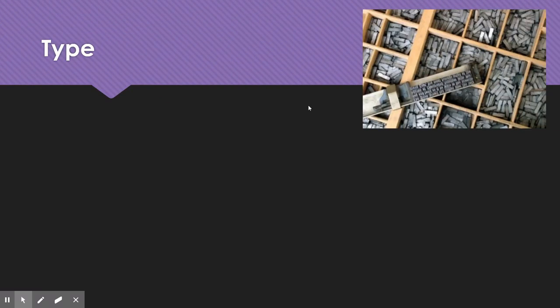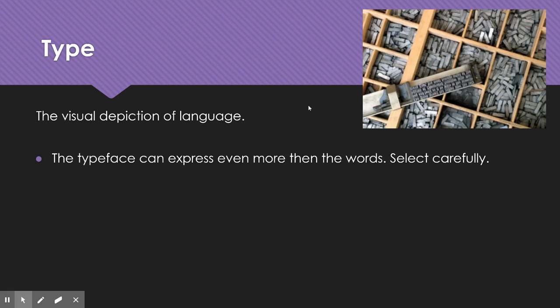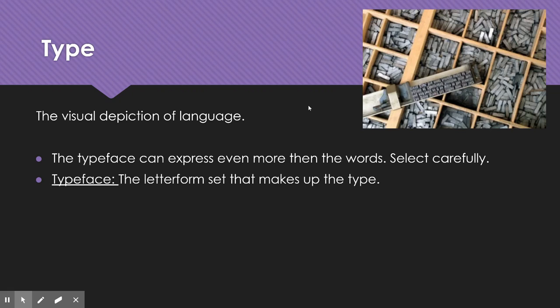Type is a very important piece that is overlooked by a lot of people. But if we're taking a look here, it's the visual depiction of a language is kind of what the definition is. The typeface can express even more than words. So it's very important to choose the right typeface that goes with the design. I'm not going to choose, I don't even know, like Rage Italic, just because the name alone sounds aggressive, when I'm trying to do something like writing a letter of recommendation.